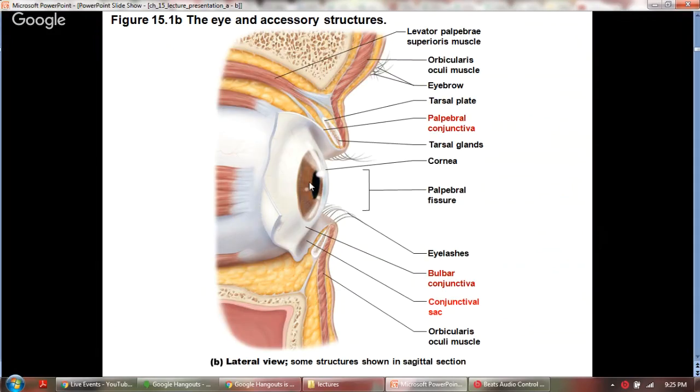So here you would see some of the parts of the eye that we have discussed. The eyelids over here, the tarsal glands, the palpebral conjunctiva, the cornea, and then eyelashes, the bulbar conjunctiva, the conjunctival sac, and so on.